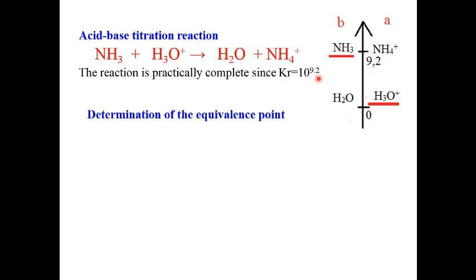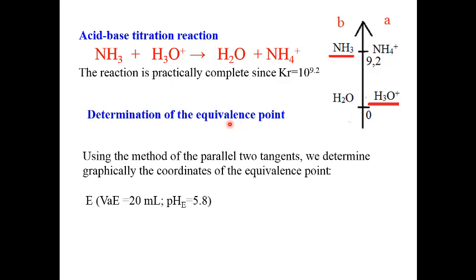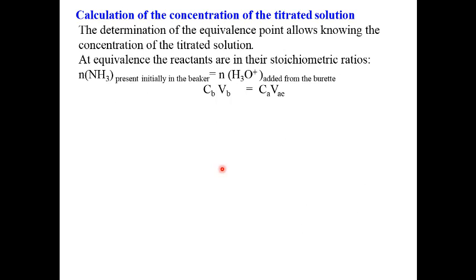How to determine the equivalence point? You know well. We have to use the method of parallel tangents, where we determine graphically the coordinates of the equivalence point. In this case, when a base is titrated with an acid, it would be VA equivalence and pHE, which are found graphically. Now, how to calculate the concentration of the titrated solution, which is in this case the base of unknown concentration.